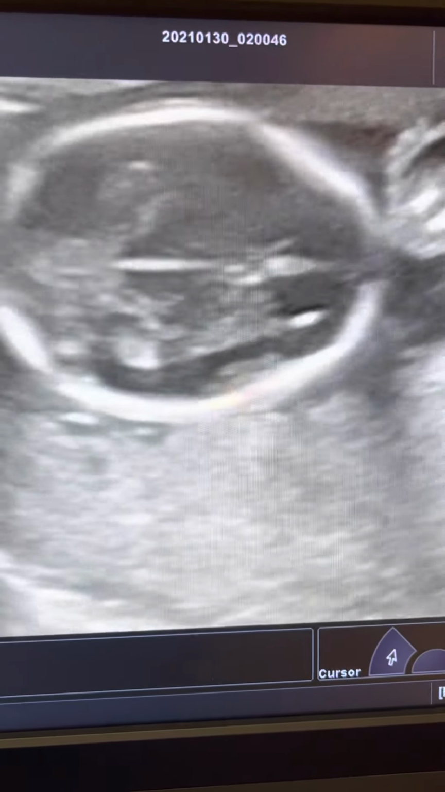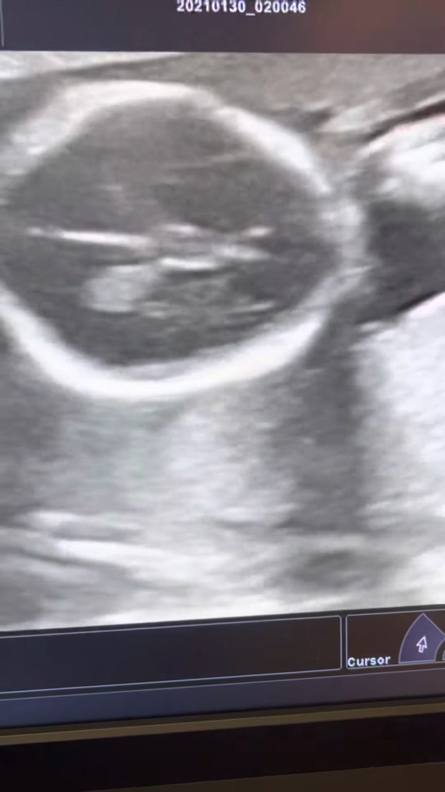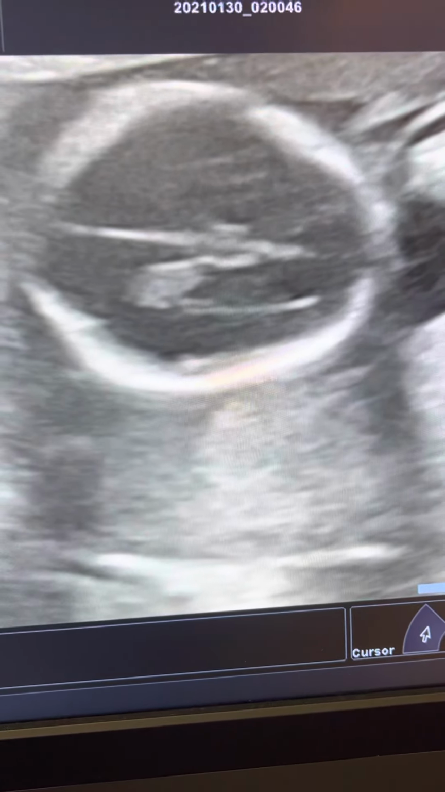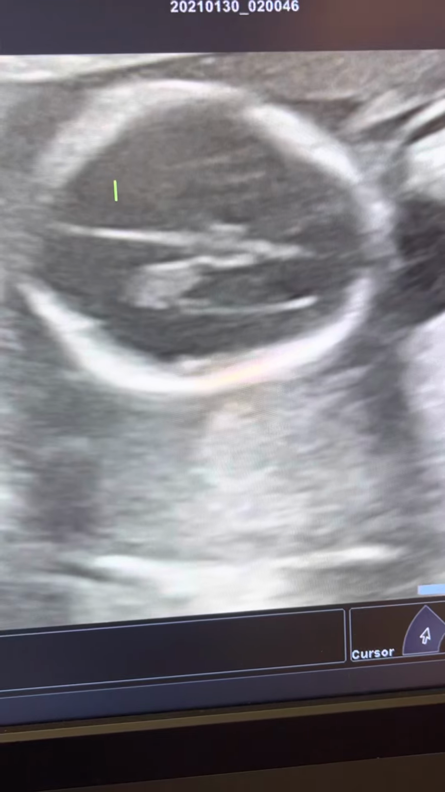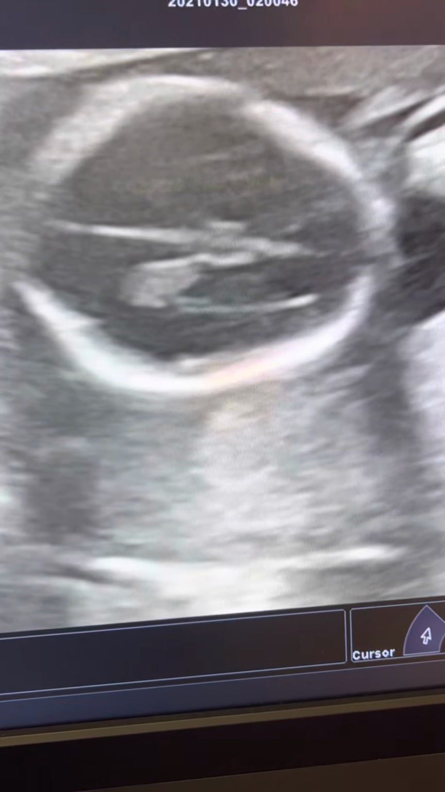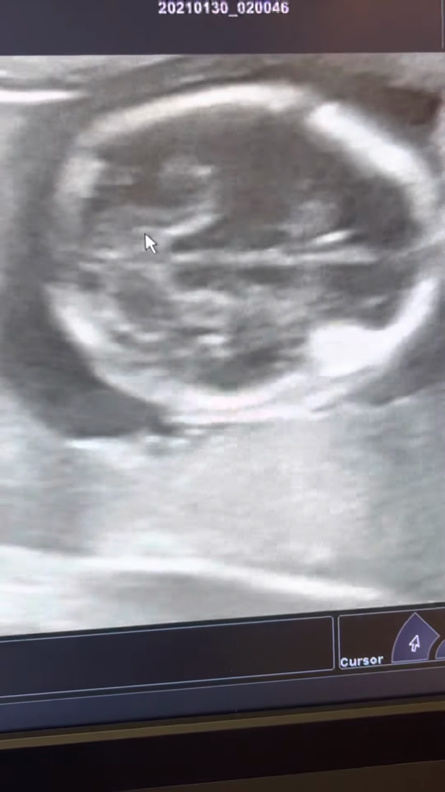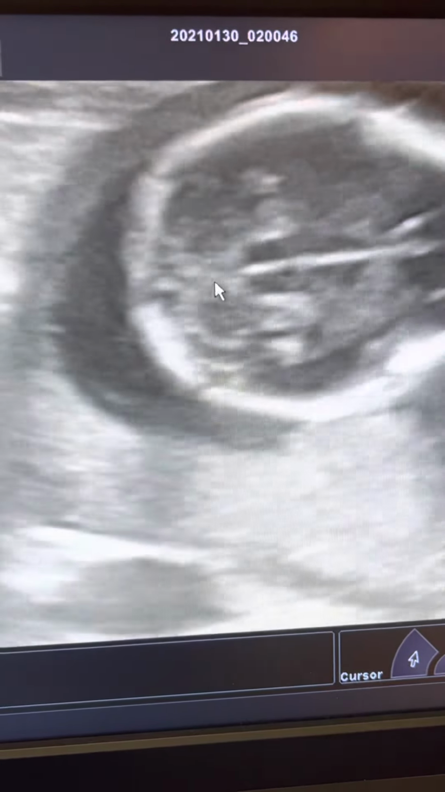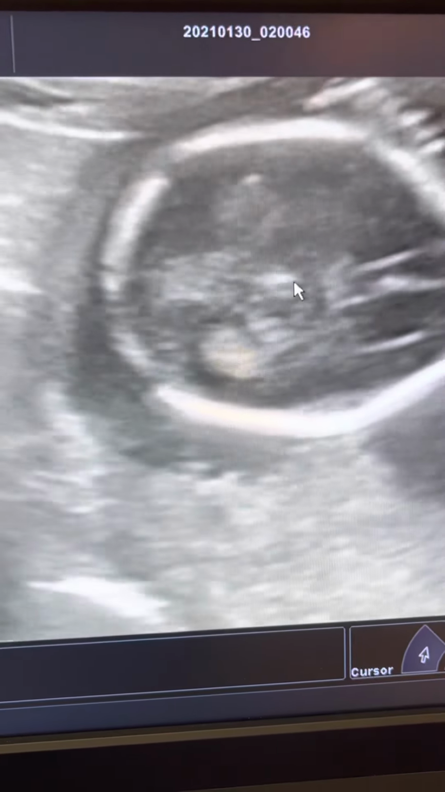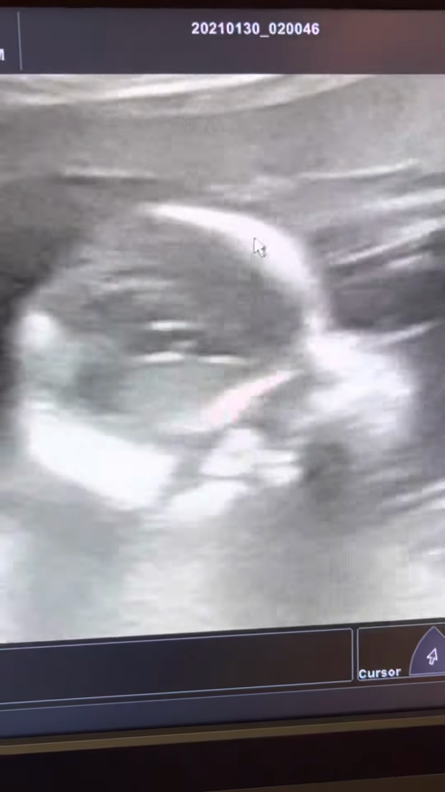We can see the corpus callosum. Here, the lines of the septum pellucidum are seen. And what else we can evaluate, and it's important, is the vermis of the cerebellum for ruling out any Dandy-Walker syndrome. And also the third ventricle and fourth ventricle are not dilated, so the brain of fetus A is okay, normal.